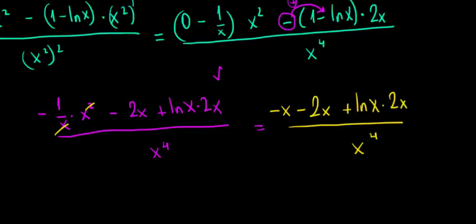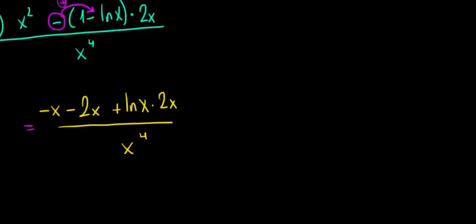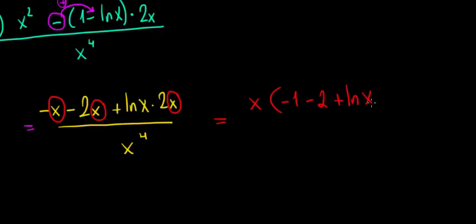Okay, we can see something common here. We can see that we have x in every term. So we have x over here, we have x over here, and x over here. So let's take x as a common factor. What are we left with? In the first term, we're left with minus 1. In the second term, we're left with minus 2. And in the third term, we're left with plus ln of x times 2, divided by x to the power of 4.